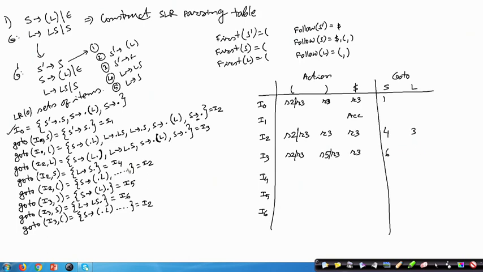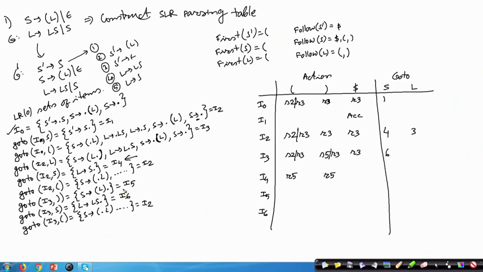Now, come to I4. This one is L producing S. I have to look into the follow set of L. The follow set of L has got open parenthesis and close parenthesis. So, there I have to apply this rule, L producing S, that is rule number 5. So, this will be reduced by rule number 5, and this will also be reduced by rule number 5.